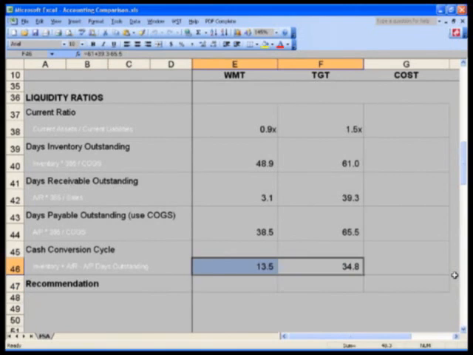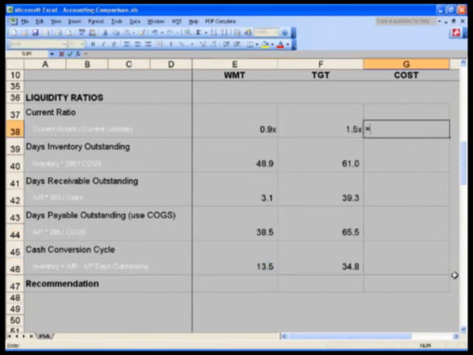That's looking pretty good. The cash conversion cycle simply is 61 plus 39.3 minus 65.5. Folks, think about that. Compare that with Walmart, 13.5 versus 34.8. That's a big difference. Let's come back to that in a second once we finish with Costco.